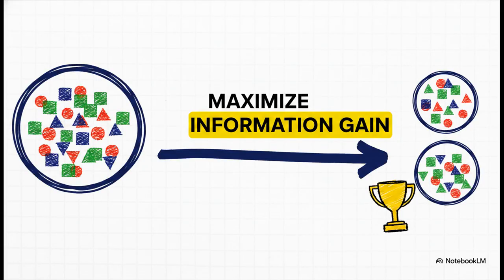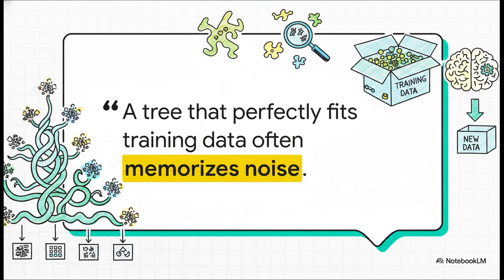And that leads us straight to the rule it follows. At every single fork in the road, the tree looks at all the possible ways it could split the data, and for each one, it calculates something called information gain. Then it just picks the one split that cleans up the data the most. It's basically asking itself, which question can I ask right now that will give me the biggest possible reduction in all this mess?